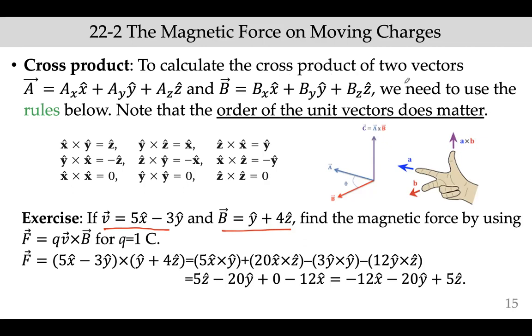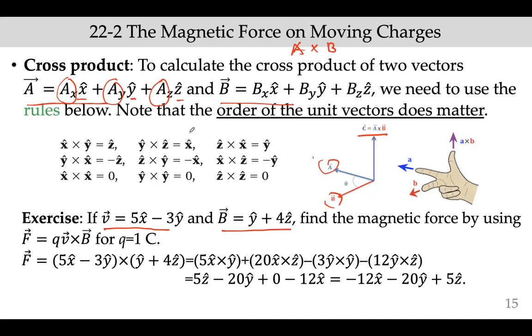To calculate the cross product of two vectors, let's say a vector, it has x component, y and z components, and x hat, y hat, z hat, these are the unit vectors, and the b vector. If you want to calculate the cross product, a cross b, so these can be the vectors, a cross b would give you the c vector. So you have to use these rules.